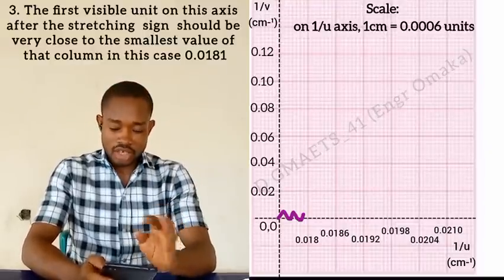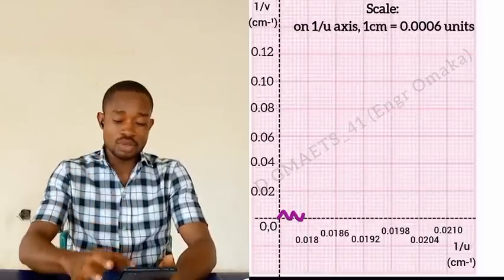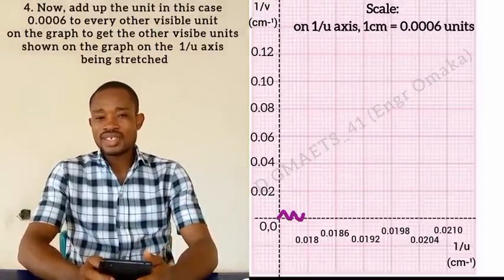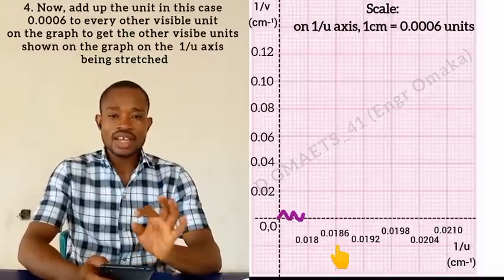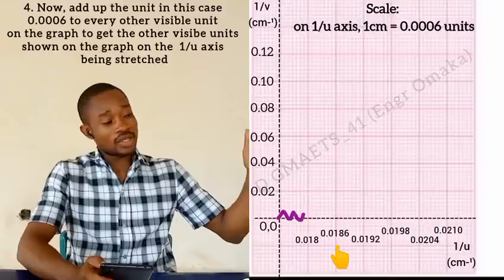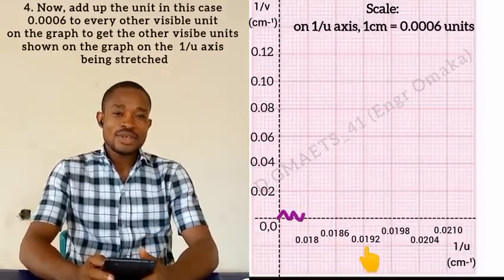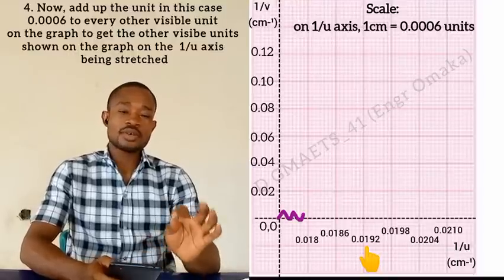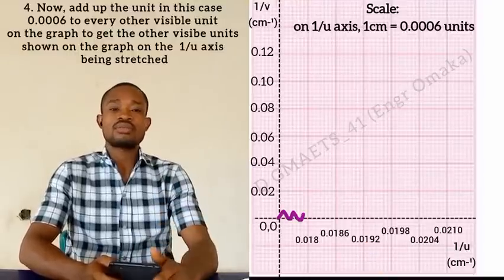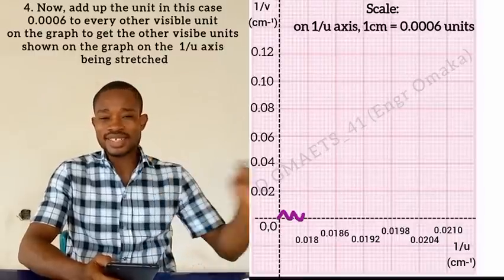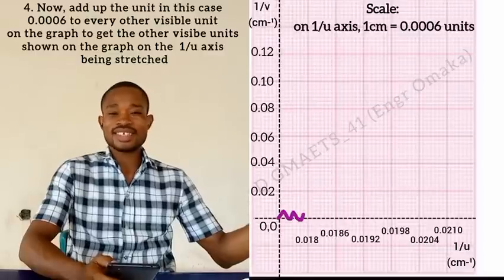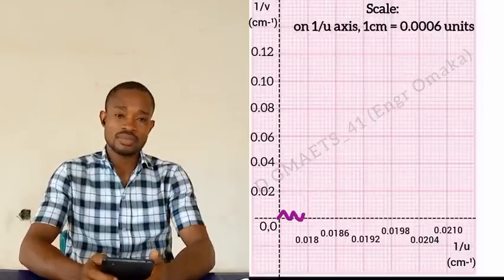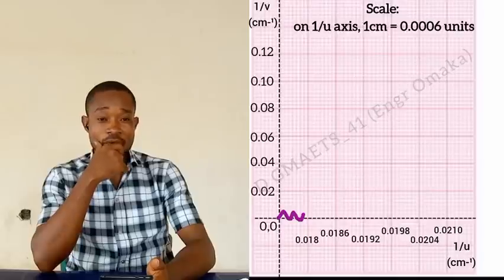So I decided that, okay, having stretched my 1 over u axis, my first unit is 0.018. Now take note that after that 0.018 visible unit, the next unit, as you're seeing in the graph on the screen, is 0.0186. After that 0.0186, notice that the next value was 0.0192. You see clearly that if you take the difference between any two of those units, you are going to get 0.0006. Which simply means that every 1 centimeter on the horizontal axis will be equal to 0.0006 units.